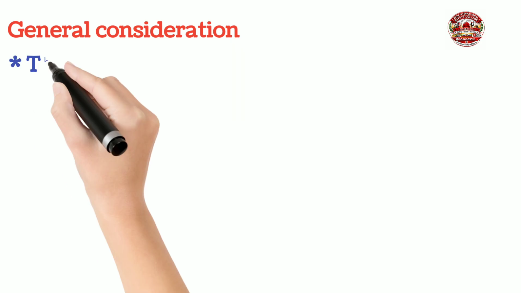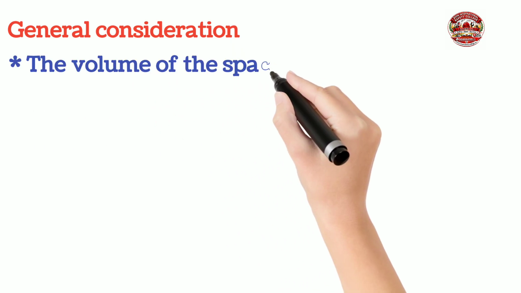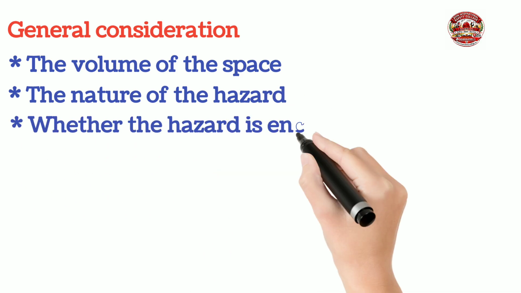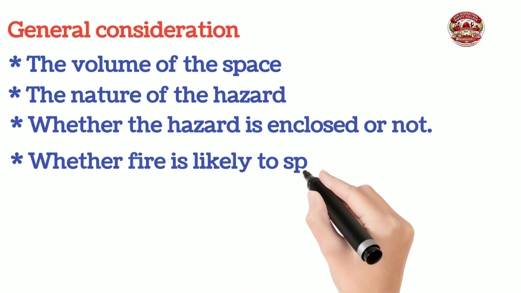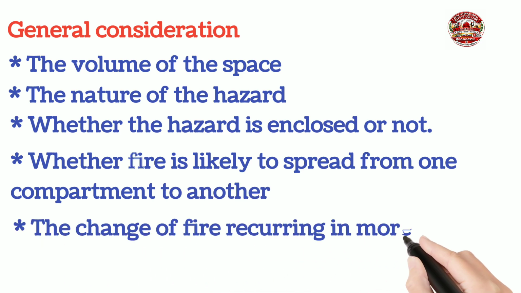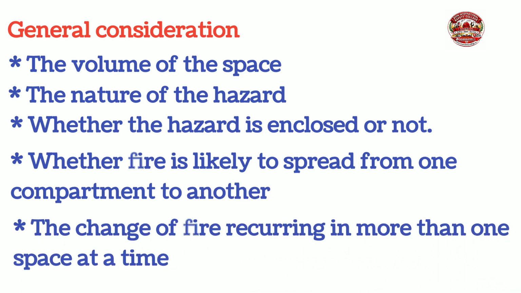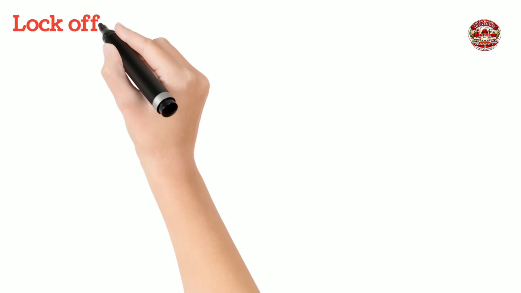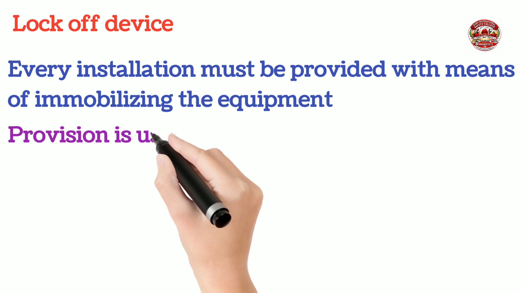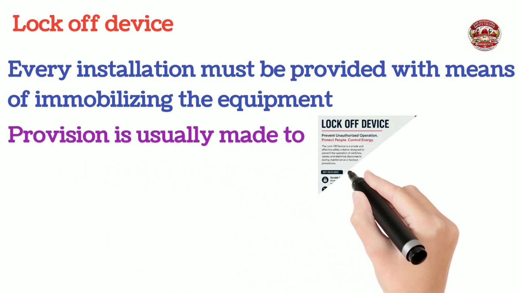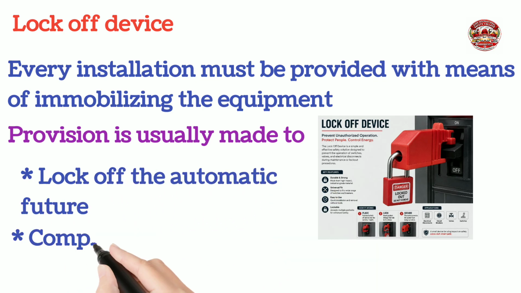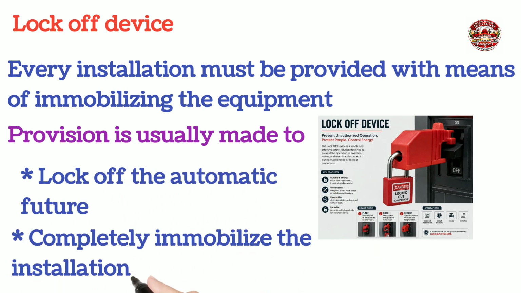General considerations: the volume of the space, the nature of the hazard, whether the hazard is enclosed or not, whether fire is likely to spread from one compartment to another, and the chance of fire recurring in more than one space at a time. Lock-off device. Every installation must be provided with means of immobilizing the equipment. Provision is usually made to lock off the automatic feature and completely immobilize the installation.